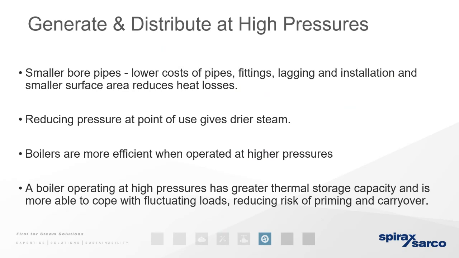So generating and distributing at high pressures means that we will have smaller pipes, which equals a lower cost of piping, fittings, lagging and installation, and also a much smaller surface area, therefore less heat loss. We also just recently said that reducing the pressure at a point will give us much drier steam. Again, that is why we want to reduce closer to the process medium than much further back.